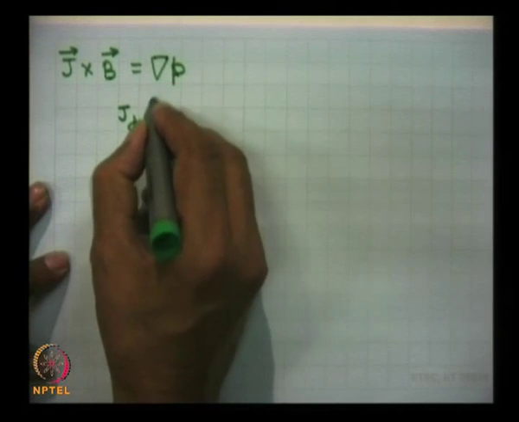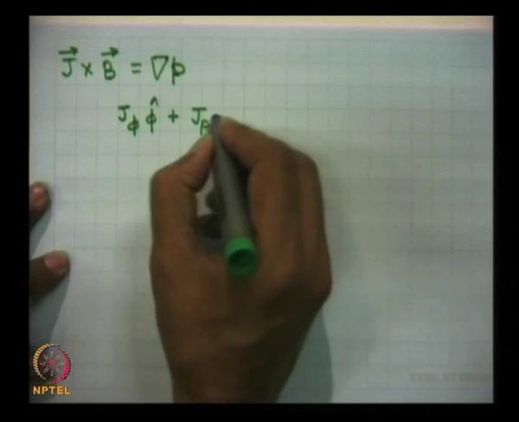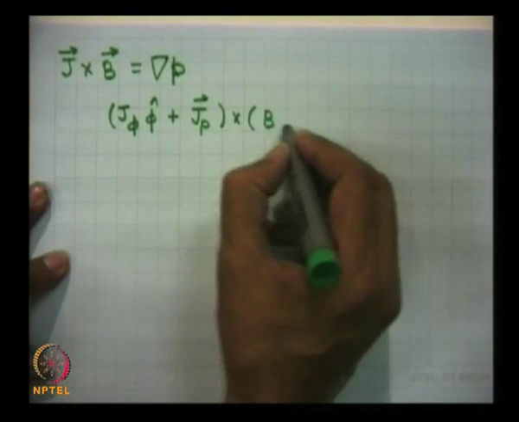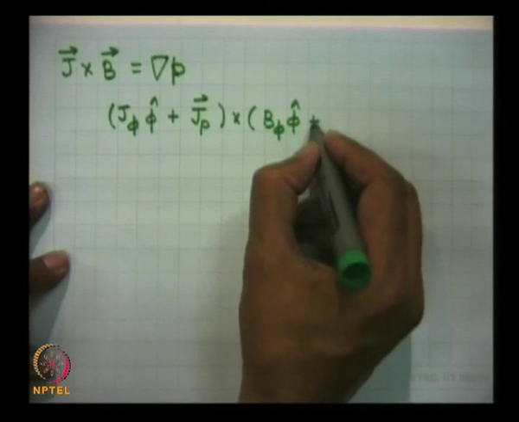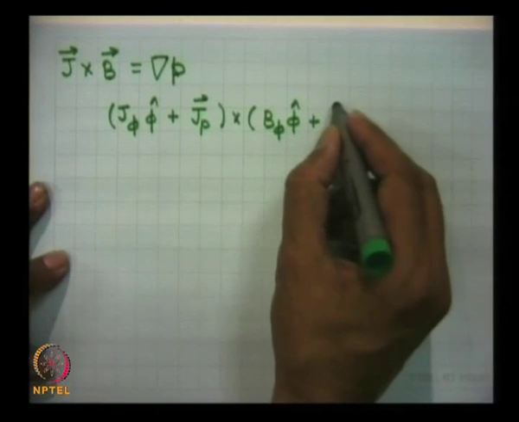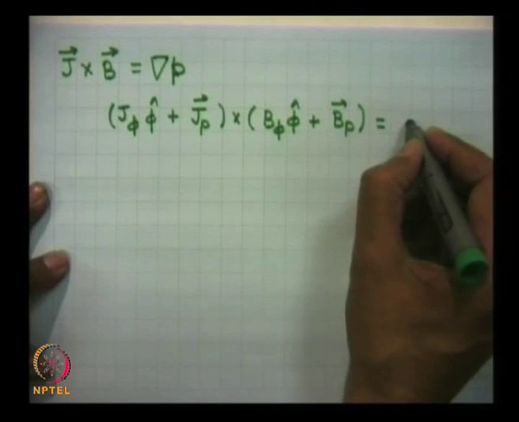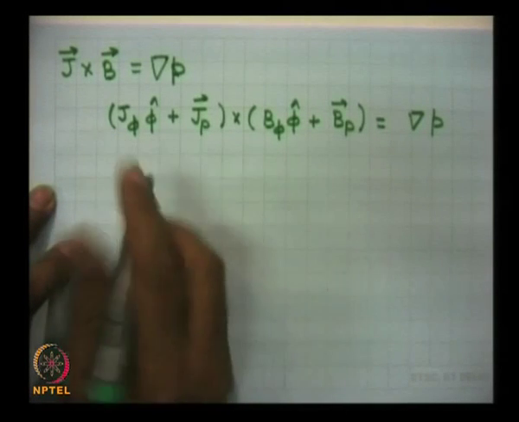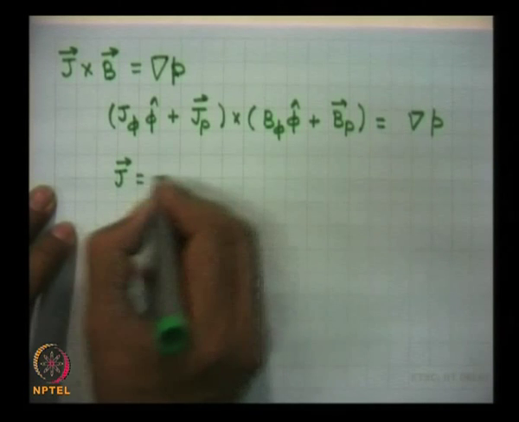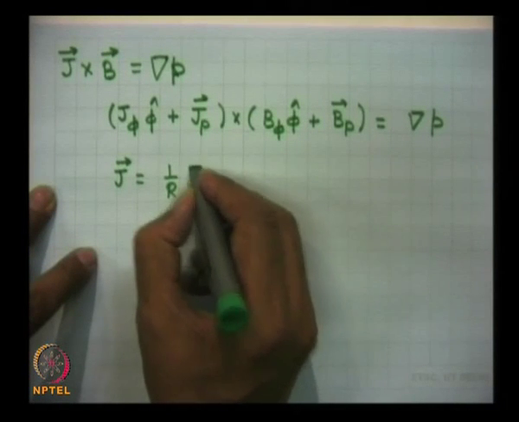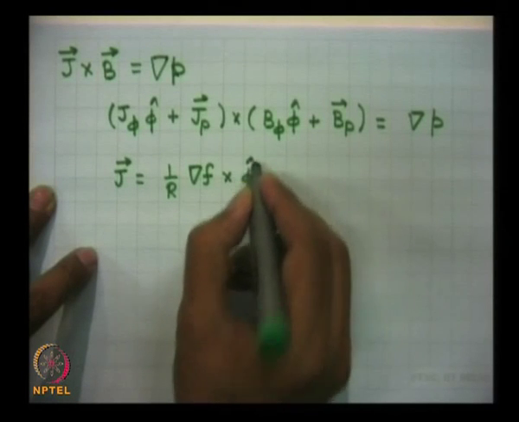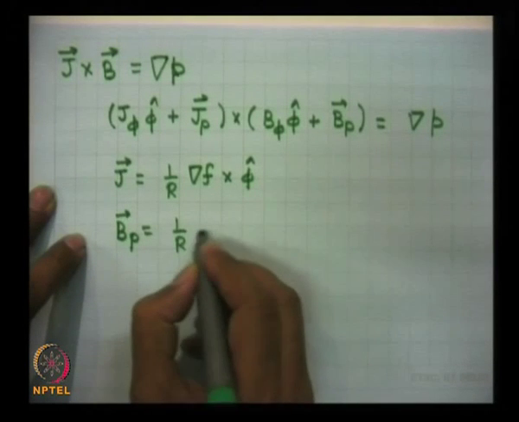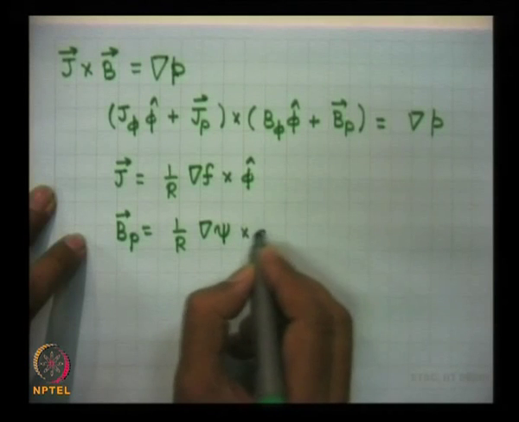phi, phi cap, plus J poloidal. There are two kinds of currents in general possible. Cross B also has two terms, a toroidal magnetic field plus a poloidal magnetic field, and this is equal to gradient of P. Now please note that we have been saying that J is equal to 1 upon R gradient of F cross phi cap, and BP we have already said is equal to 1 upon R gradient of psi cross phi cap.